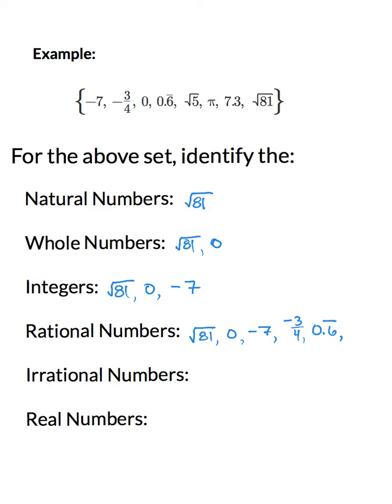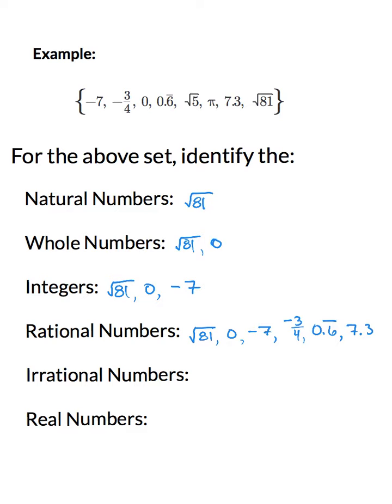The last one that we can go ahead and include is 7.3. 7.3 is a terminating decimal. If I wanted to write this as a fraction or as a mixed number, this would be 7 3/10. So that takes care of our rational numbers.